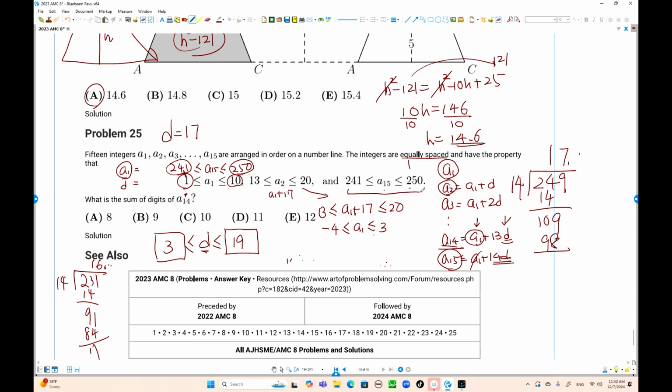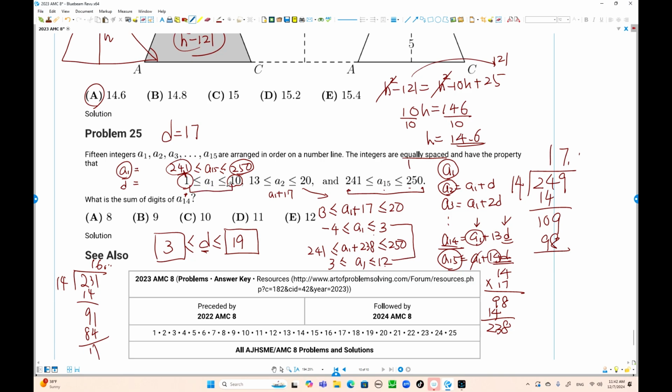Okay, try this one. This is another one. Getting narrower in the searching. All right. A15 is what? A1 plus 14 times 17, right? 14 times 17 is how much? That is 238, isn't it? So 238 plus A1 is less than or equal to 250 and greater than or equal to 241, right? When you subtract 238, A1 should be greater than 3 but less than 12. What is the common area?